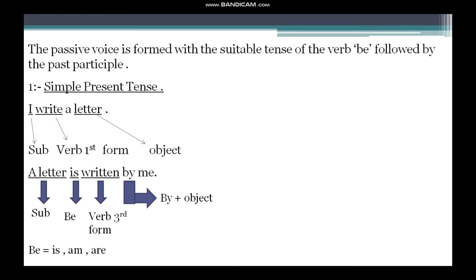Is is the be form of the verb, and written is the past participle form of the verb, or you can say verb third form. And after that I kept by plus object, meaning the subject will be at the object place, so that I will be me.